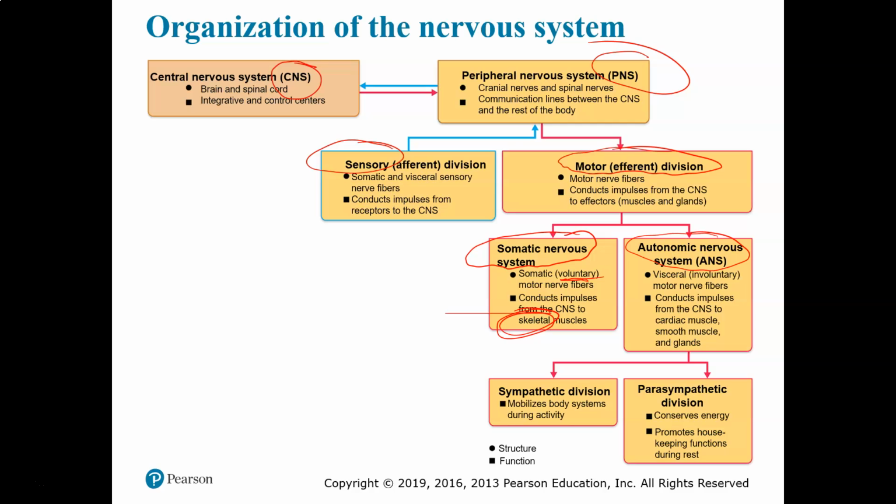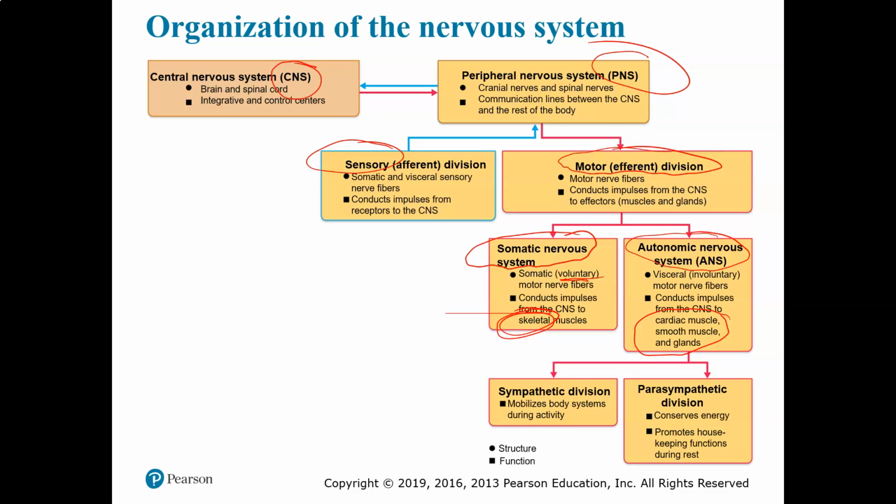Involuntary things that happen in our body, like digestion and our heart rate and our heartbeat. The autonomic nervous system conducts impulses from the central nervous system to cardiac muscle and smooth muscle and glands. So everything except for skeletal muscles, which we have voluntary control of.